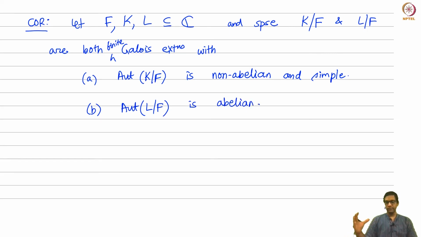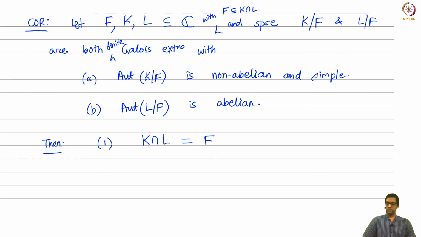So they have widely different behavior. Then the conclusion is that K and L cannot really have any intersection other than F. I have assumed to begin with that F is inside both K and L. But what we are concluding is that K intersection L has to equal exactly F. And statement 2: the automorphism group of KL over L is isomorphic to the automorphism group of K over F.